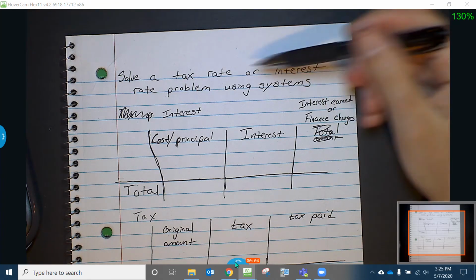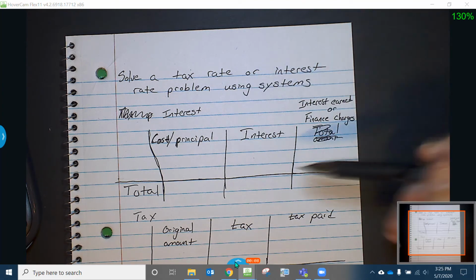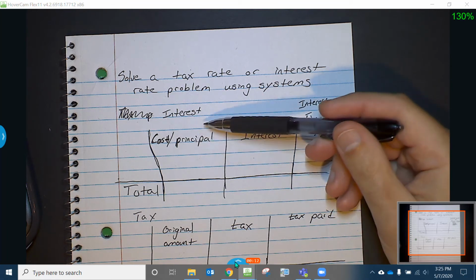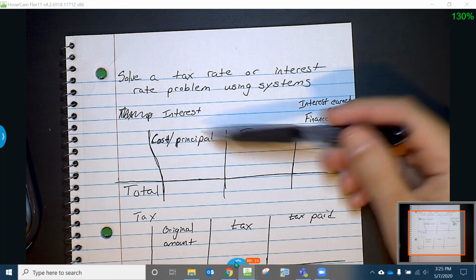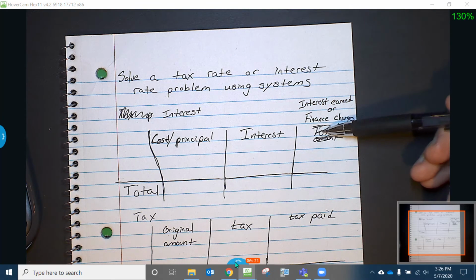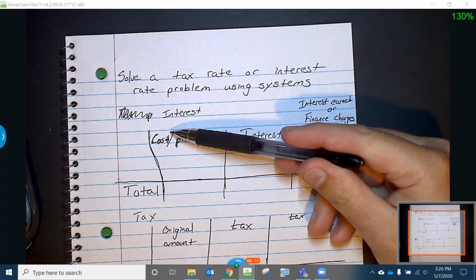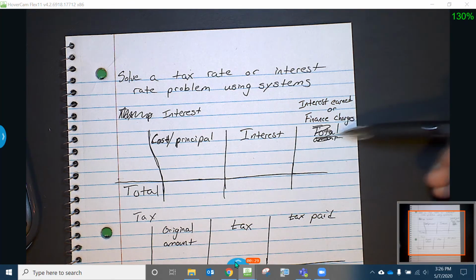Solve a tax rate or interest rate problem using systems. So I want to start with a similar setup. The first column will be either the cost of the principal, the cost of something, or how much money you're starting with. The second column will be interest, and then the third column will be, if you're saving money, the interest earned, or if you bought something and you're getting charged interest on payments, the finance charge.